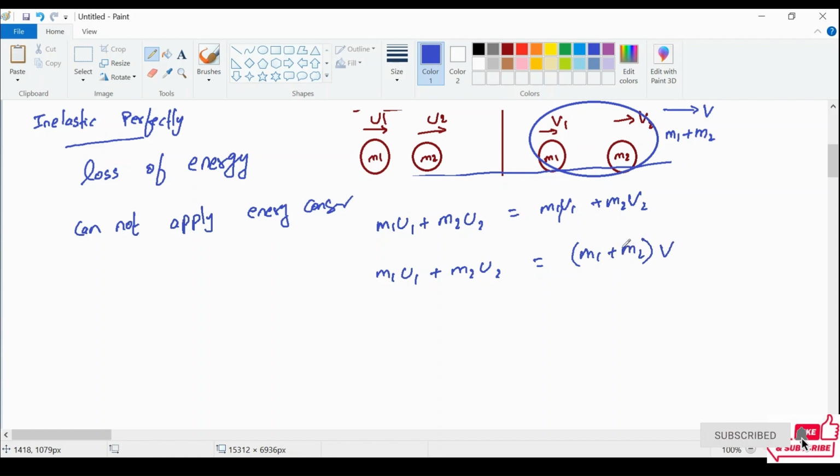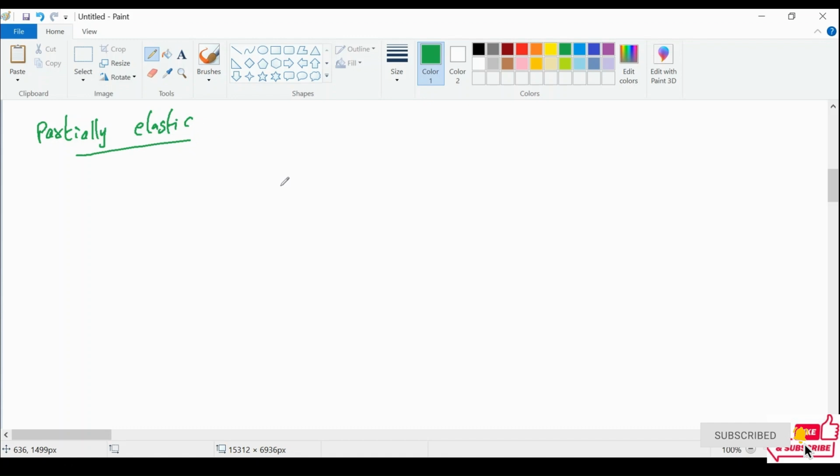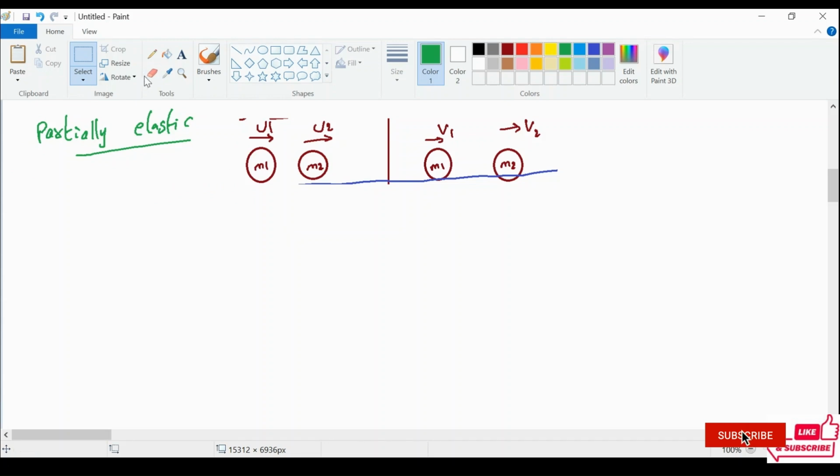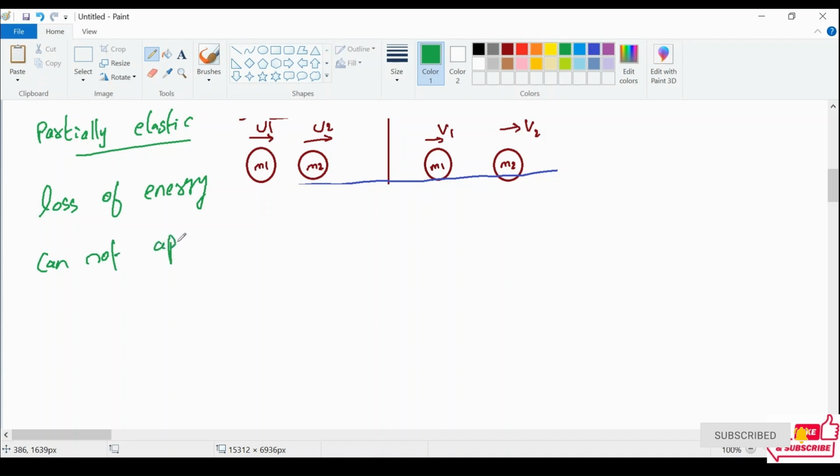In perfectly inelastic, what happened? Both the bodies stick together and they move. Here, nothing like that. They will move with different velocities. Now, momentum conservation. Here also there is loss of energy. If there is loss of energy, can you apply energy conservation? No, you cannot apply energy conservation.